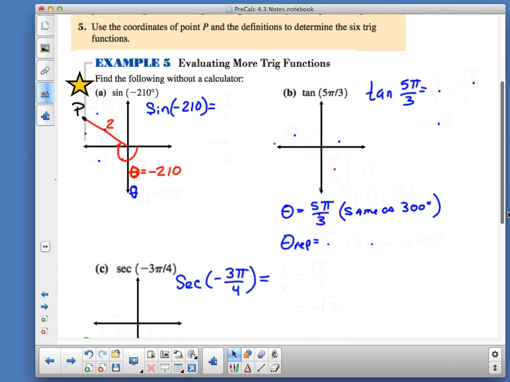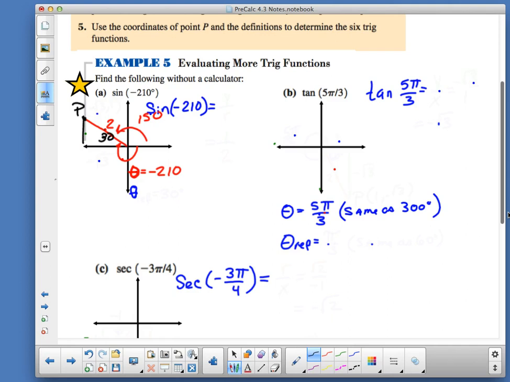let's put that in my calculator really quick. Find the following without a calculator. We won't. I'm just kidding. All right. But if I've got negative 210, this is 150 right here. Are you okay with that? Yes or no? If that's negative 210, what's my reference angle? 30. So I've got a 30 degree reference angle.